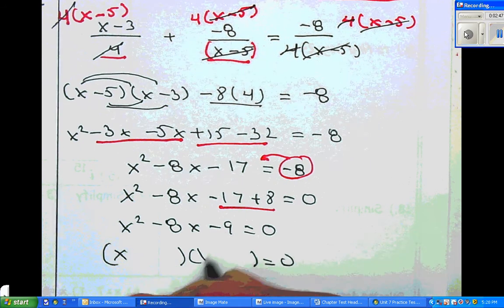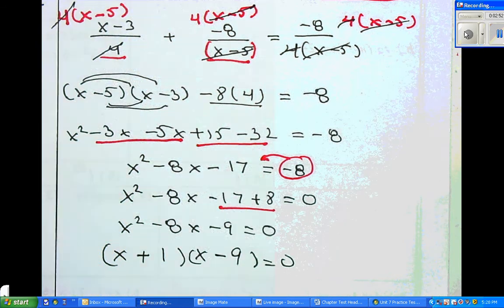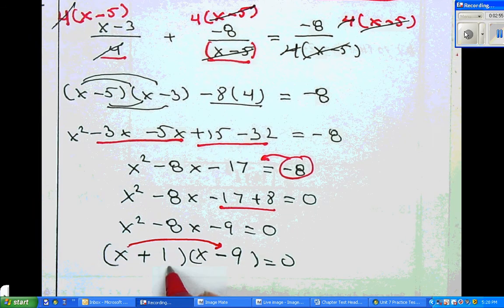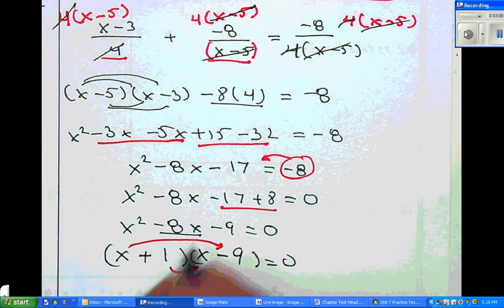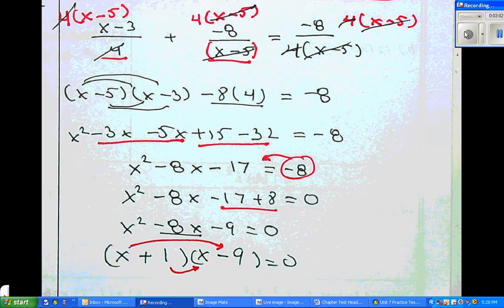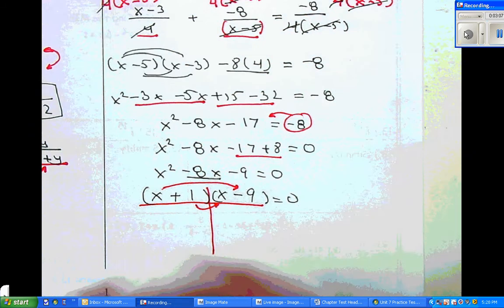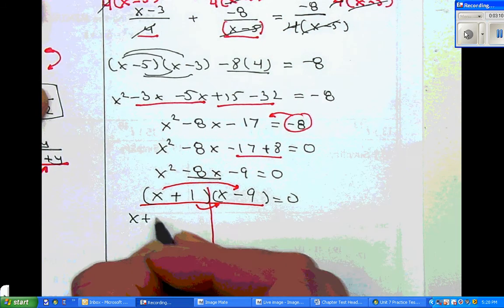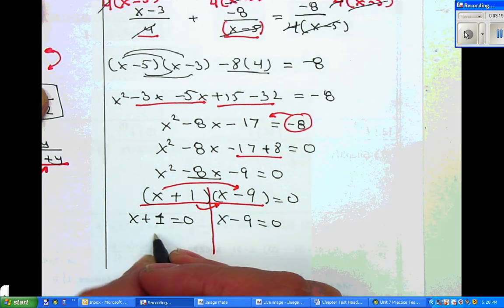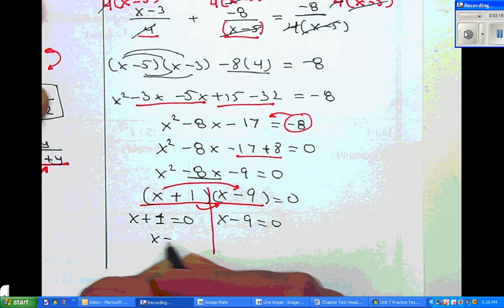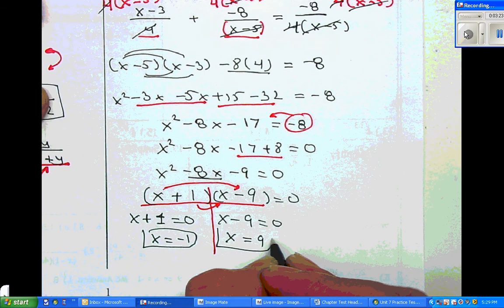So I have an x and an x. Factors of 9 are 9 and 1. Make that negative, make this one a positive. Double check your factorization: negative 9 plus 1 is negative 8, which matches. From here, I'm going to solve it using the zero product property. So that'll be x plus 1 equal to 0 and x minus 9 equal to 0. Minus 1 on both sides, it becomes a negative 1. Plus 9 on both sides, x is equal to 9.